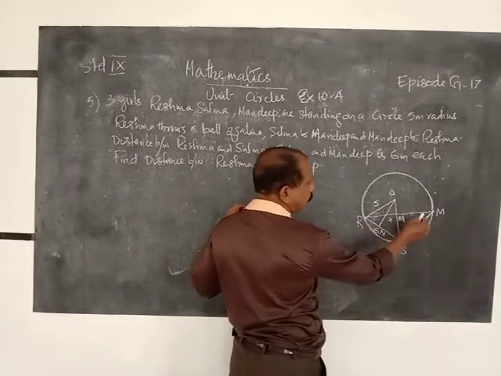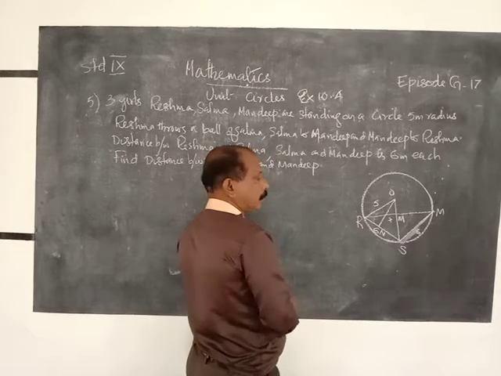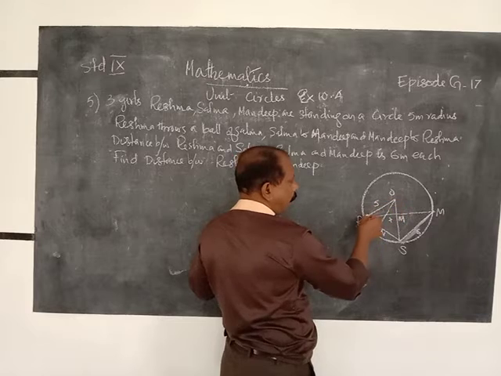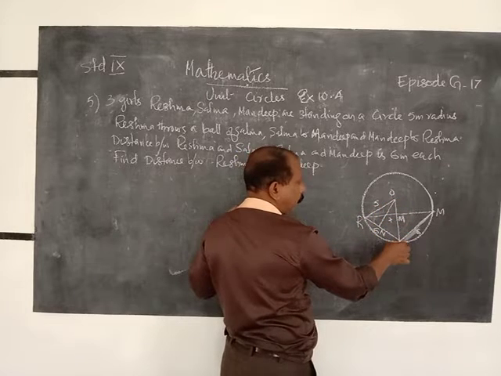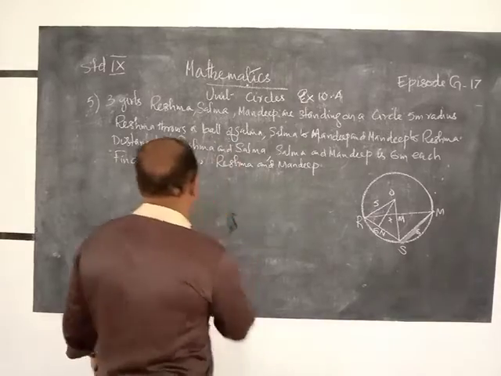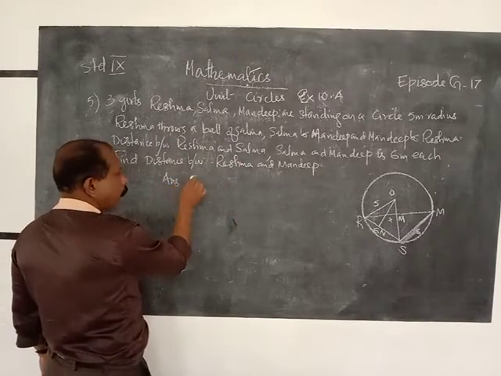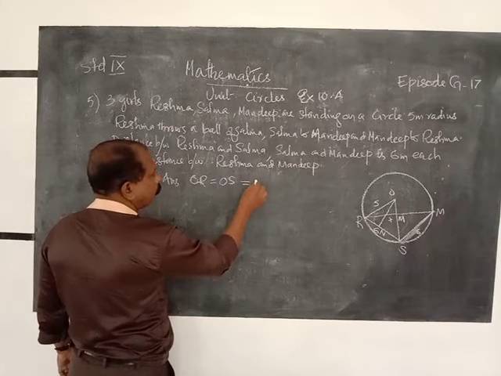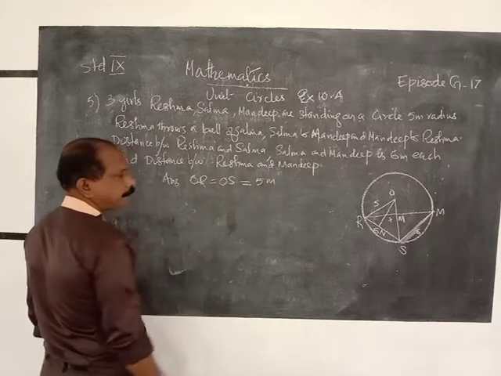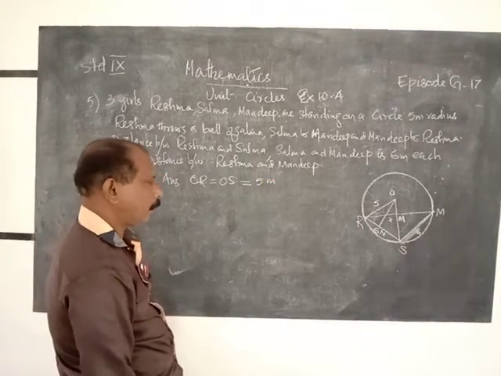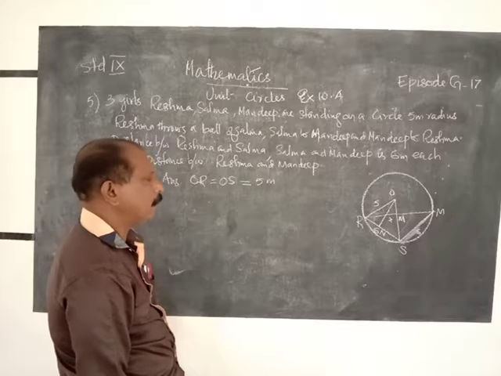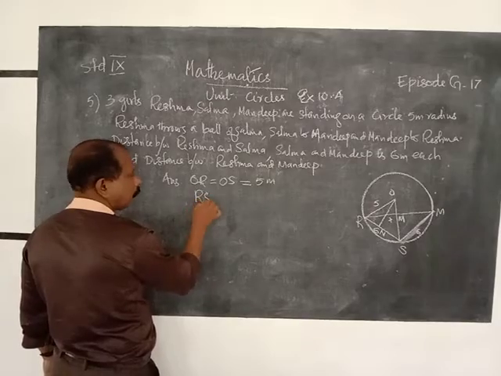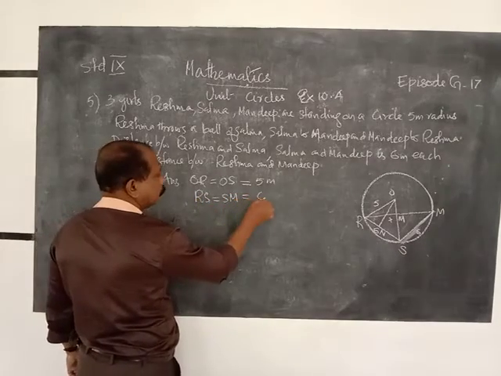Therefore, we know that these two angles are equal because this is an isosceles triangle. Then we know that OR is equal to OS, they are equal to the radius. That is, OR is equal to OS is equal to 5 meters. Then RS is equal to 6 meters. SM is equal to 6 meters.